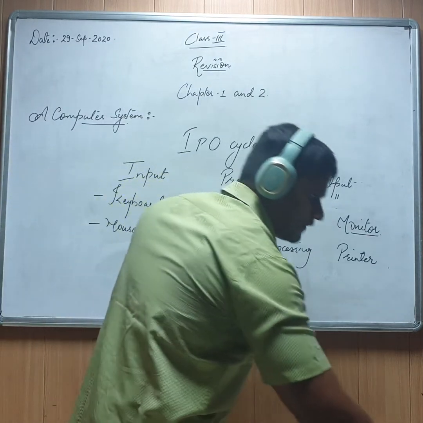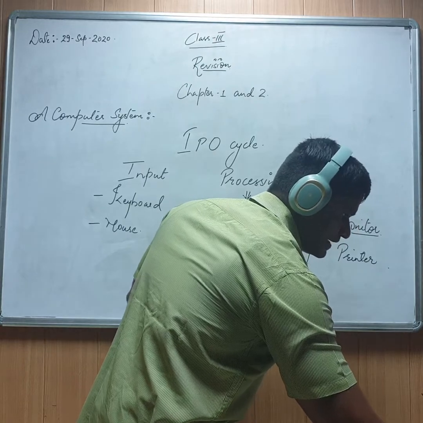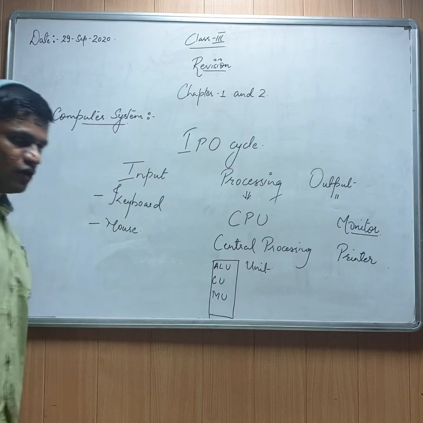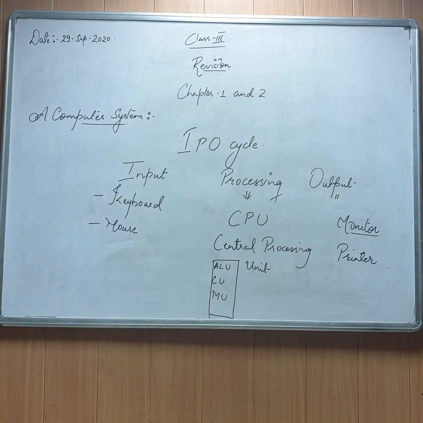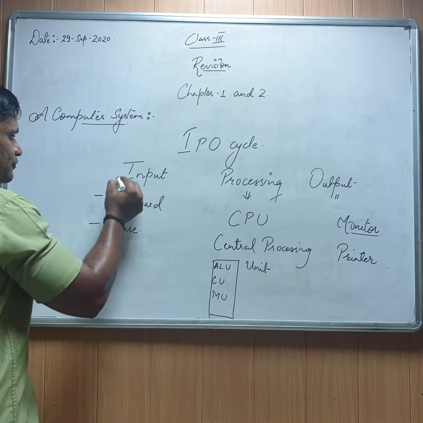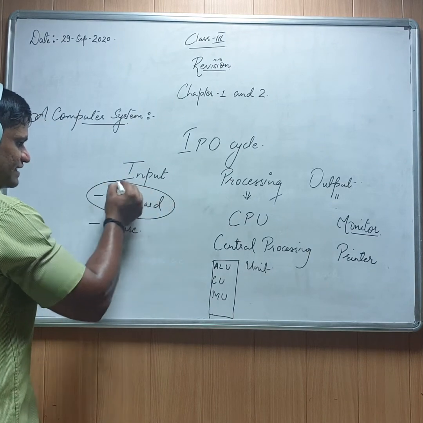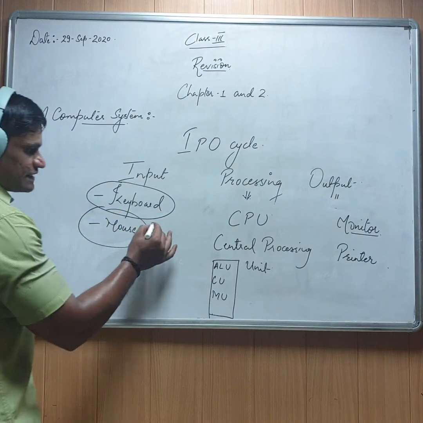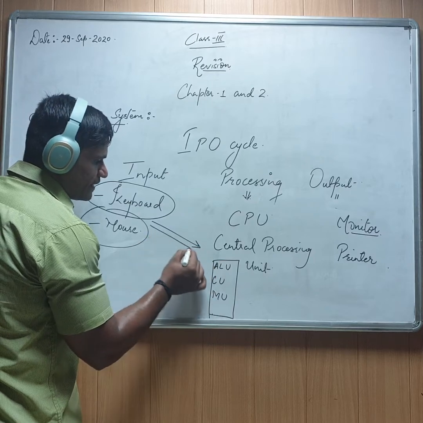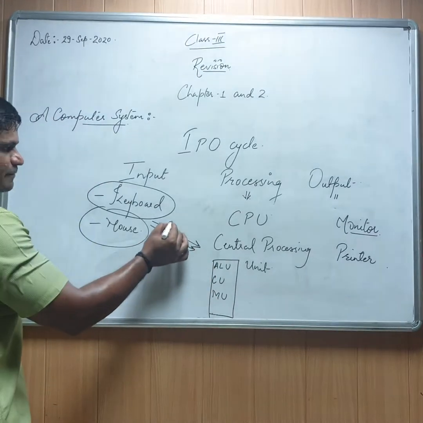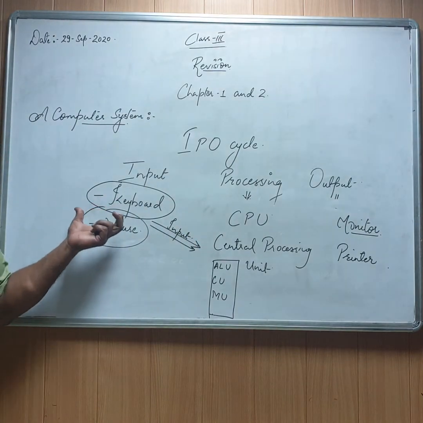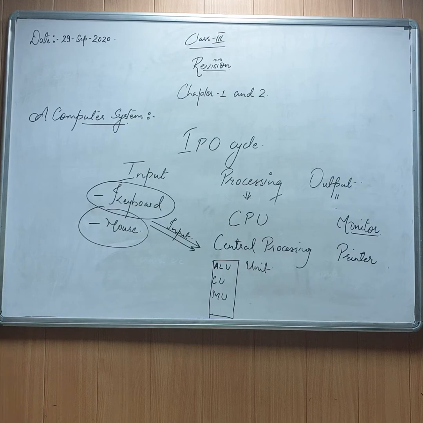After that, we will have the functioning of the IPU cycle, that is how the function performs. The computer system receives the instruction or command by using the keyboard, which is supplied to the central processing unit. Its input, which you have given using the keyboard or mouse.